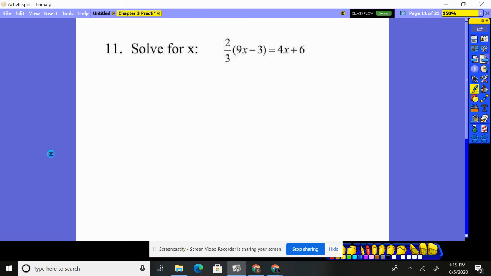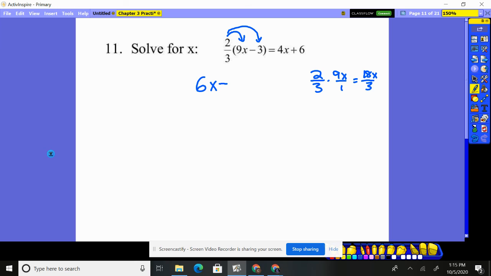One more here. Notice here, I have 2/3 times stuff in parentheses. Whenever I have a number outside parentheses, we usually want to distribute through. There's other options here, but for us, the easiest, best option is to go ahead and distribute through. So I got to do 2/3 times 9x. So let's think. 2/3 times 9x over 1. So that's 18x over 3. That's 6x, isn't it?